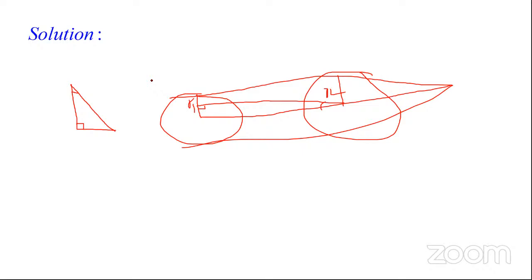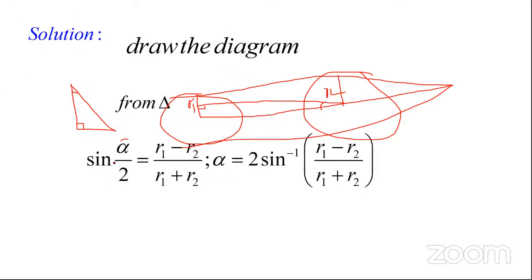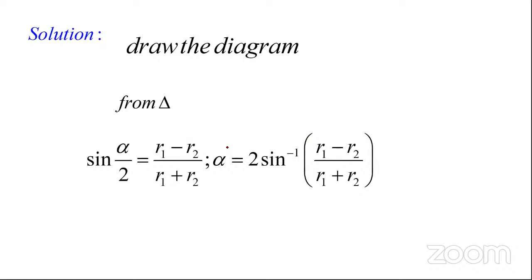Then we'll get, draw the diagram. Then we'll get sine of alpha by 2 here, since the theta value is alpha by 2. So then I will get R1 minus R2 by R1 plus R2. So then alpha equals 2 into sine inverse of R1 minus R2 by R1 plus R2. If you draw the diagram, then you will get the answer easily for this question.